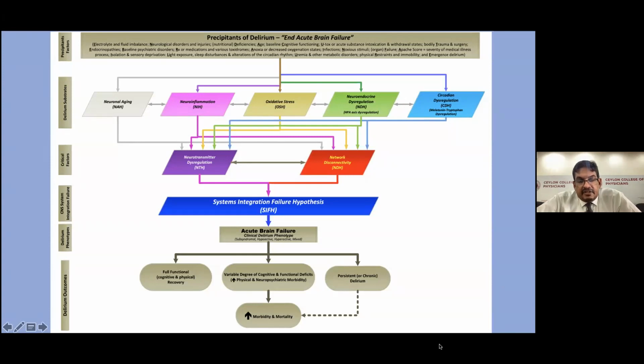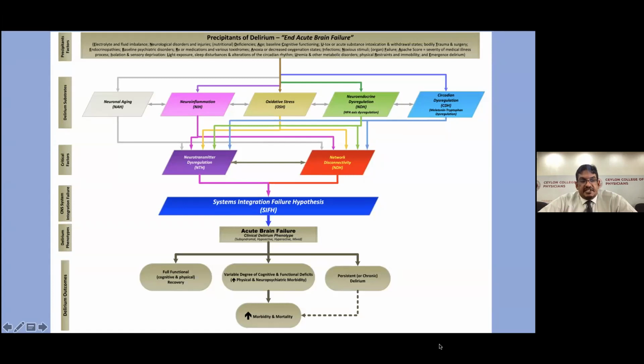delirium, where the hypothesis is called the systems integration failure hypothesis of Maldonado. There was a nice talk at the last American College of Physicians meeting, which was held virtually in April, and this was put out, which was spoken of nicely.